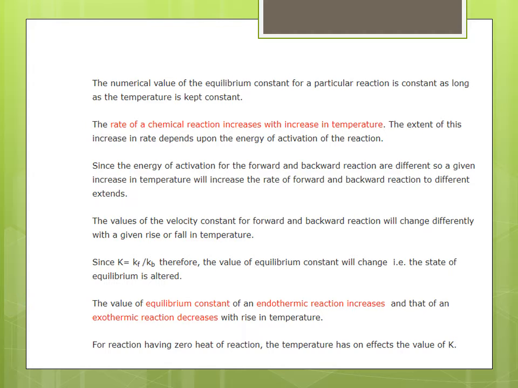The value of the equilibrium constant of an endothermic reaction increases and that of an exothermic reaction decreases with rise in temperature. For a reaction having zero heat of reaction, the temperature has no effect on the value of K.